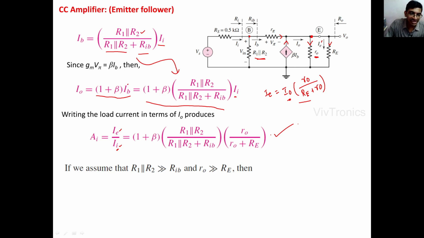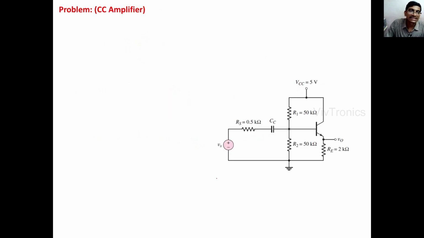In this equation we are going to assume that the parallel combination of R1 parallel R2 is very much greater than RIB, the input resistance of our amplifier. Hence we can neglect the value of RIB. Therefore R1 parallel R2 in the numerator and in the denominator will get cancelled. Also we are assuming that the small R naught is very much greater than RE, the emitter resistance. Therefore RE can be neglected, and R naught will get cancelled. The current gain will be approximately equal to 1 plus beta, that is the current gain of the CC amplifier.